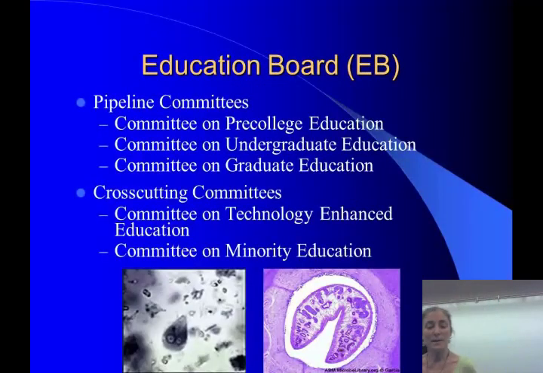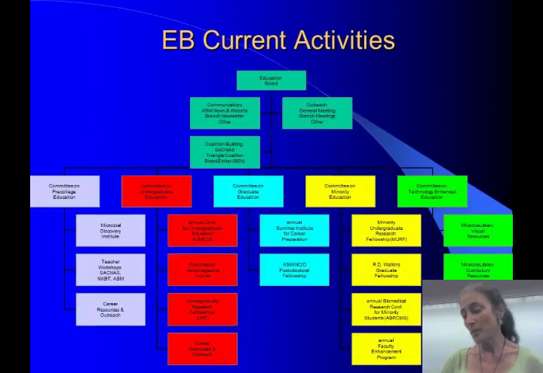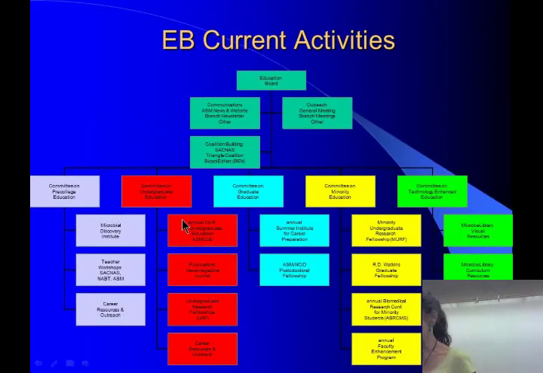So the Education Board for ASM, I want to start by explaining what the Education Board does. We oversee all of the education initiatives for the American Society for Microbiology. It consists of 5 committees, 3 of which we consider pipelines, so it's kind of bringing in new members. That's the pre-college education, undergraduate education, and graduate education, and then 2 cross-cutting committees that serve all 3 of these communities. That's the Committee on Technology Enhanced Education and the Committee on Minority Education. So this is the layout of how the Education Board works.